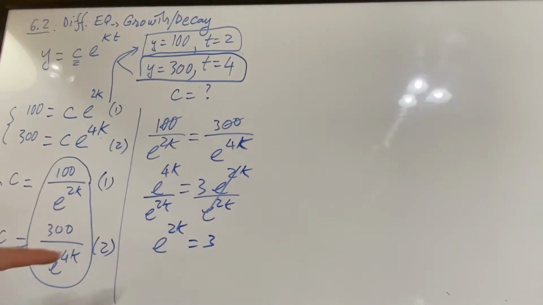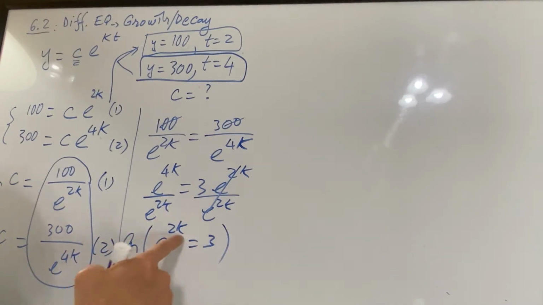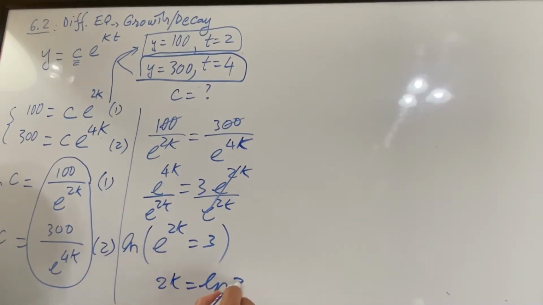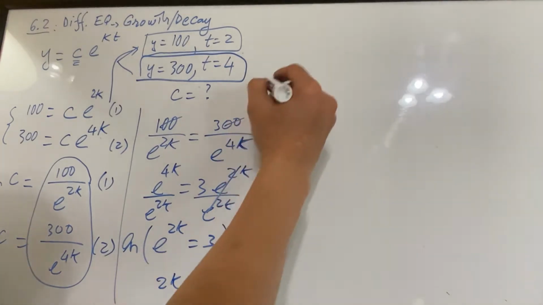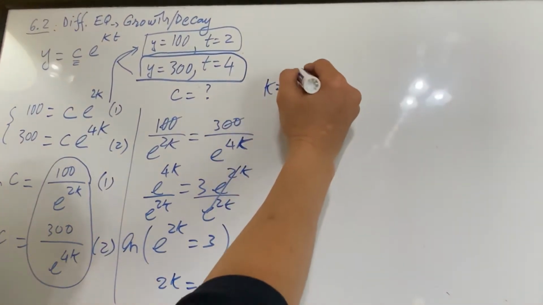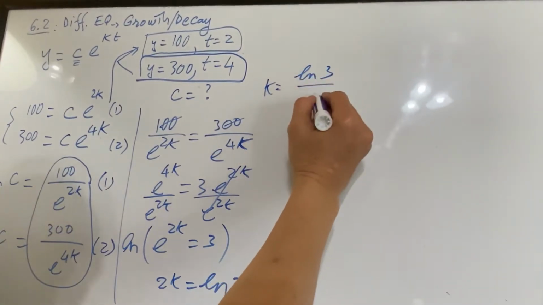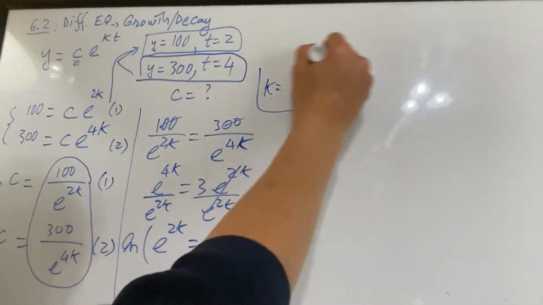Make sense? Now I take ln both sides. So ln both sides, this will give me 2k, and this is ln 3. There we go. So right now, your k is what? k right now is ln 3 divided by 2. That's your k right there.